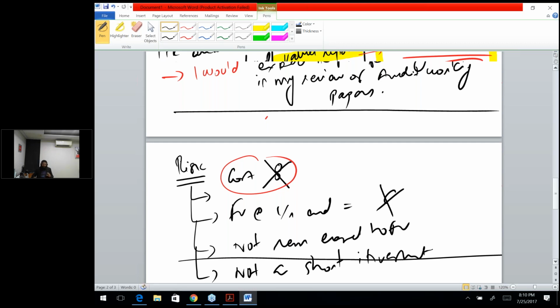So understand, it's about the accounting, it's about the materiality, then about the accounting treatment, and then you write down, I would expect to find the following evidences in my review of the working paper, and then even if you write down the procedure, that is okay.